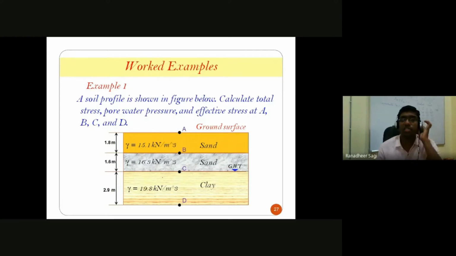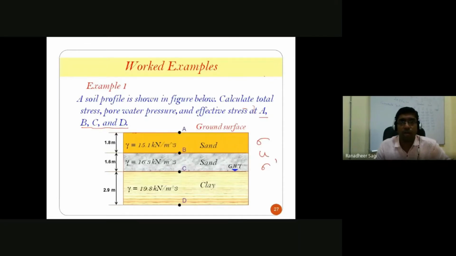And layer 3 is a clayey soil strata which has the unit weight 19.8 kilonewton per meter cube, having the height 2.9 meters. So now our objective is to calculate the total stress, pore water pressure, and effective stress. You are required to calculate the total stress, pore water pressure, and effective stress at the different points given: at point A, and at the subsequent points, point B, point C, and point D. At all these four points, you are required to calculate the sigma value, the u value, and the sigma dash value. So we'll go ahead in calculating it.